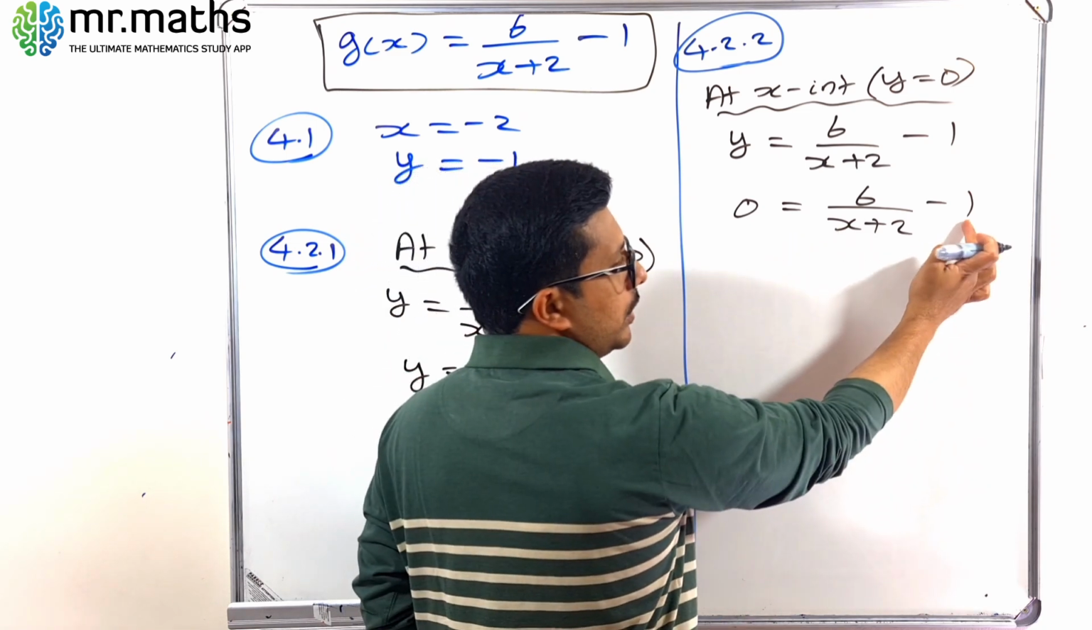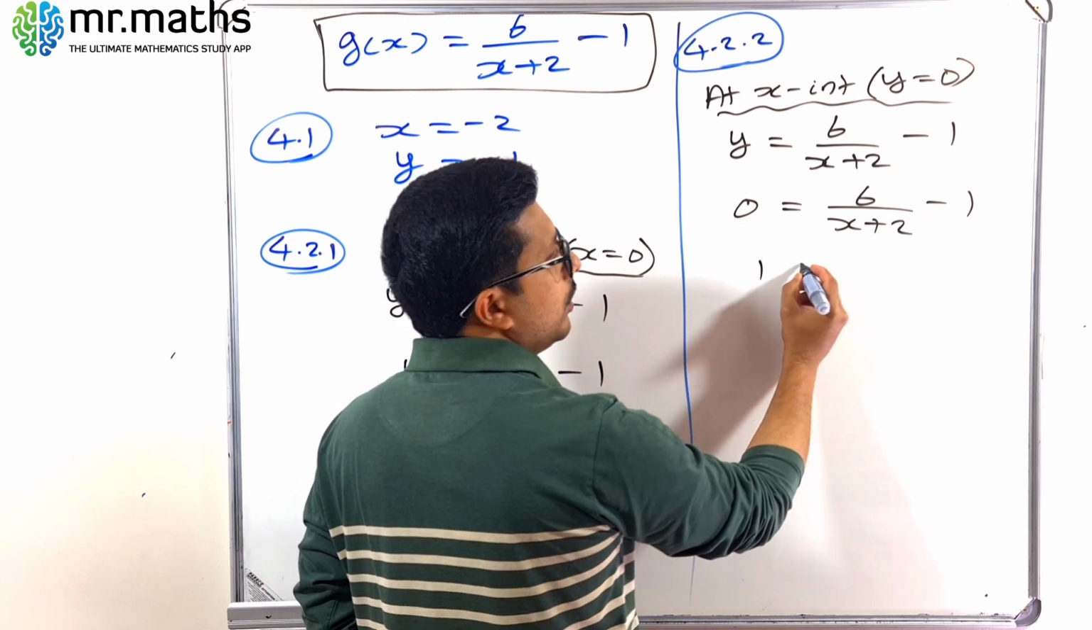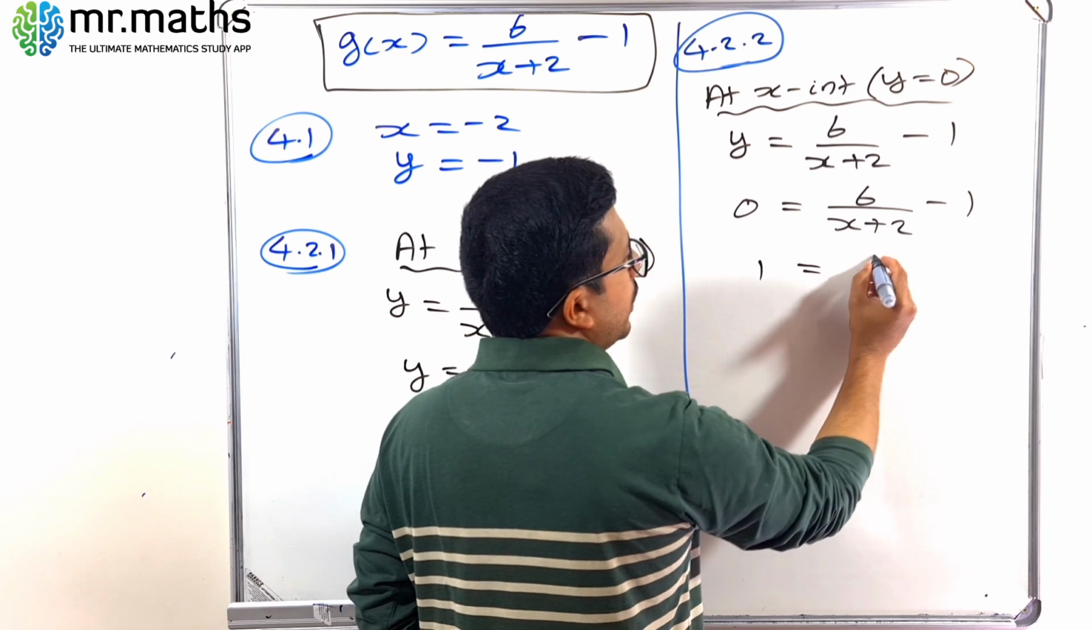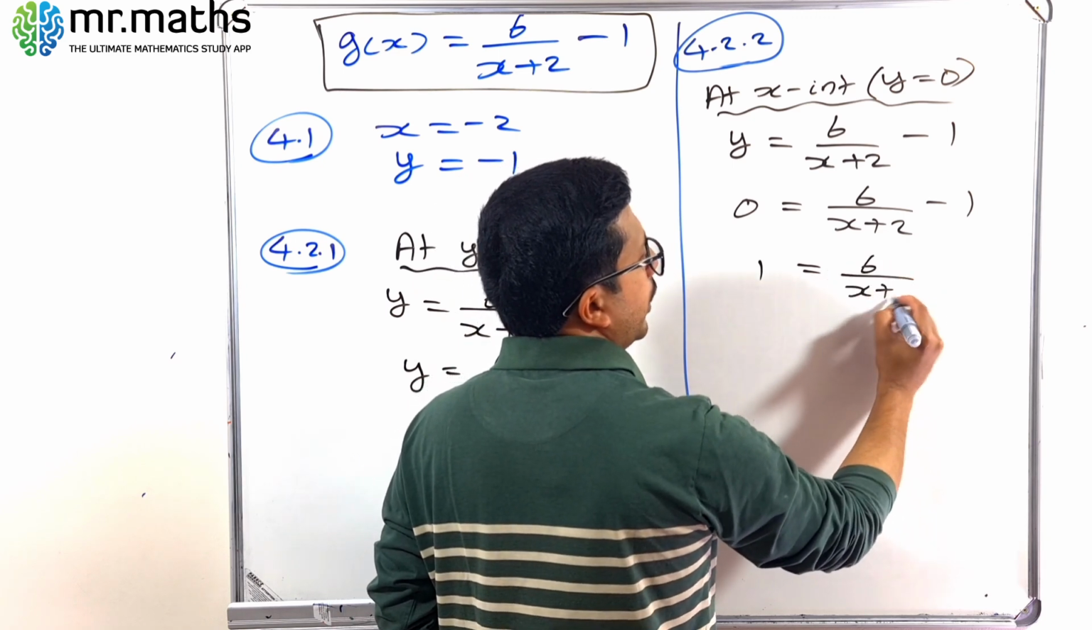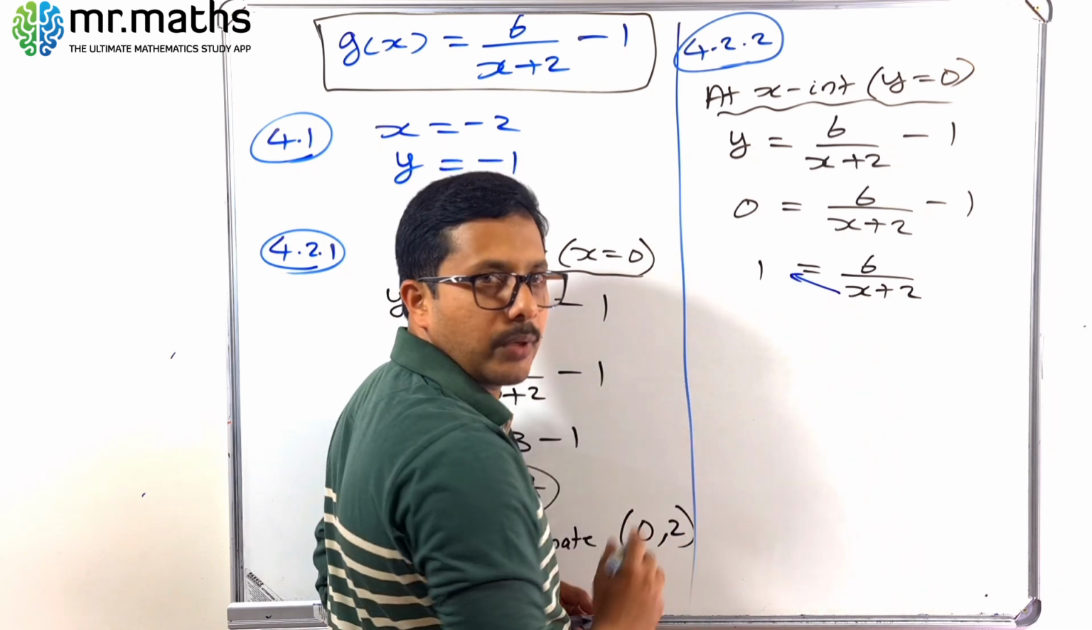First we can take this minus 1 to this side, so 0 plus 1 is 1. So 1 is equal to 6 divided by x plus 2. What do you have to do now? You have to cross multiply.